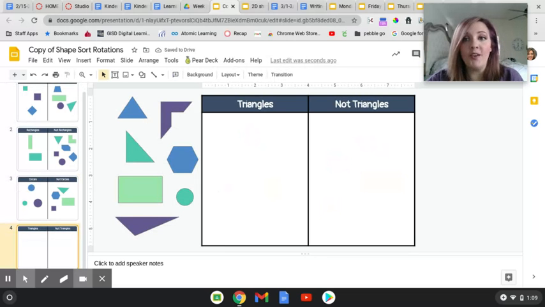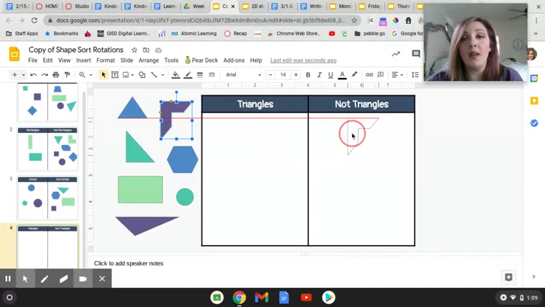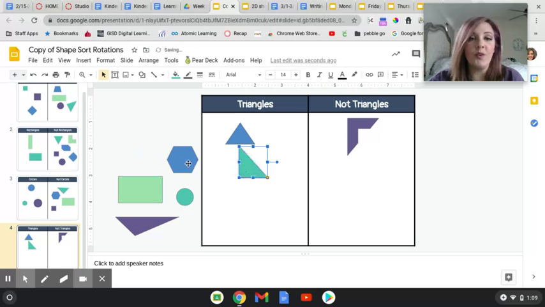Triangles and not triangles. So remember, triangles have 3 sides and 3 corners. This one kind of looks like it has 3 sides, but there's some extra parts there. So it kind of looks like a triangle shape, but I'm going to move it to the not triangle side. This one is a triangle. There are 3 sides and 3 corners. This one is also a triangle, 3 sides and 3 corners.